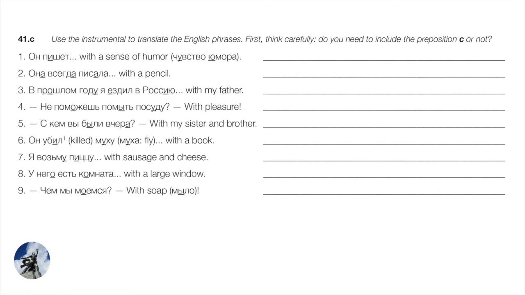So we're going to say он пишет с чувством юмора. Now note, why is the юмора not changing? Because it's in the genitive, right? We don't need to change that phrase. We just need to put the чувство into the instrumental and to say with a sense, with a feeling of humor, right? Of humor. Number two, she would always write with a pencil. Okay, that's obviously an instrument. Она всегда писала карандашом.